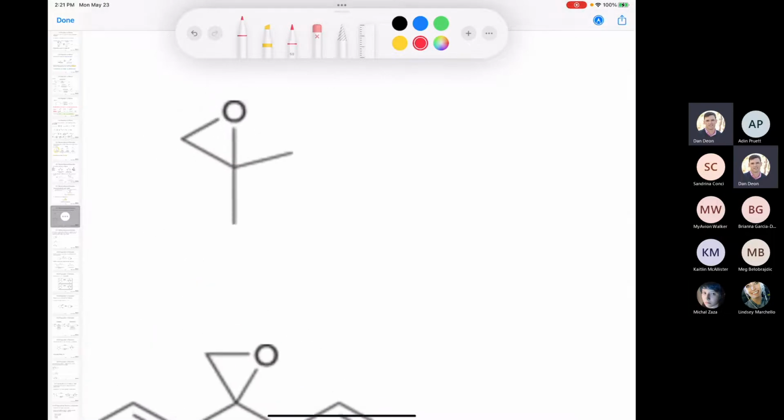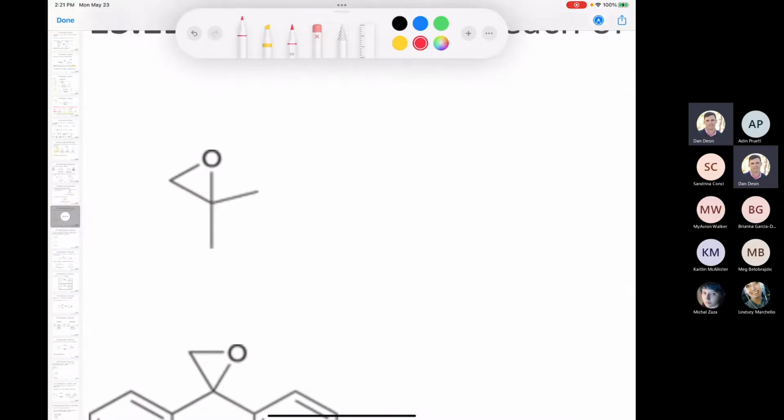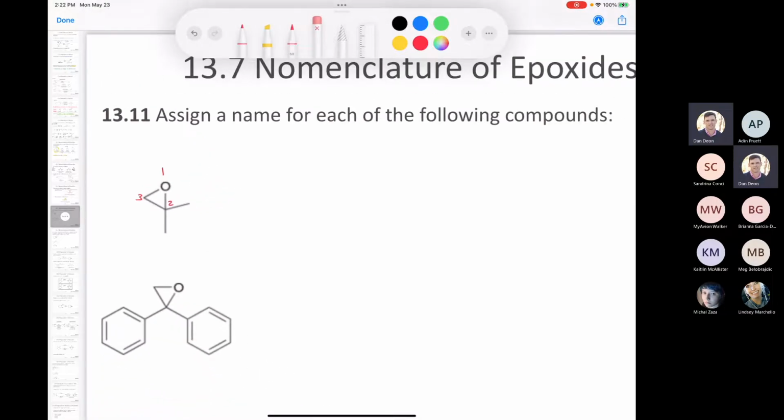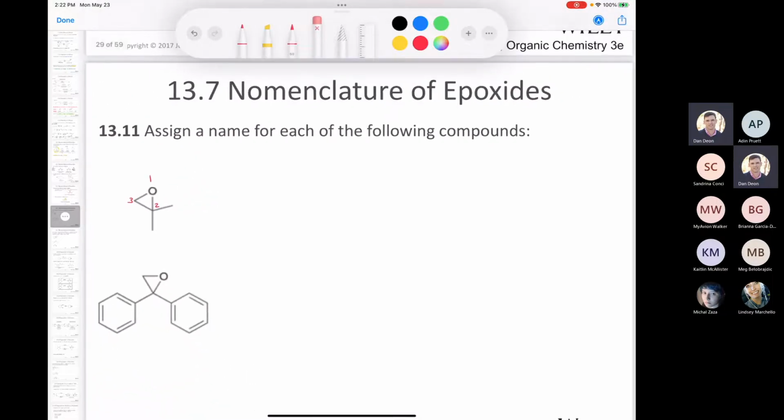So if I name this compound as an oxirane, this is going to be number 1. This carbon will be number 2, and this will be number 3, right? An oxirane, remember, is just a 3-membered ring. 1, 2, 3. The reason I'm giving this carbon number 2 is because it's the one that's got substituents on it, and I want to give those substituents the lowest possible number. And so I would simply call that 2,2-dimethyloxirane. So let's scribble that down.